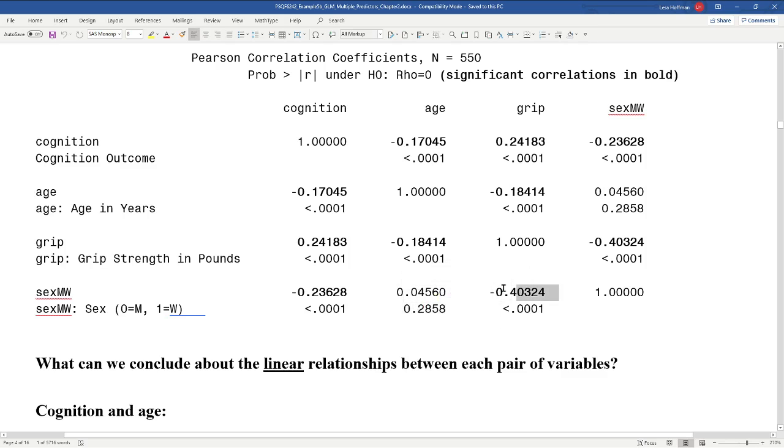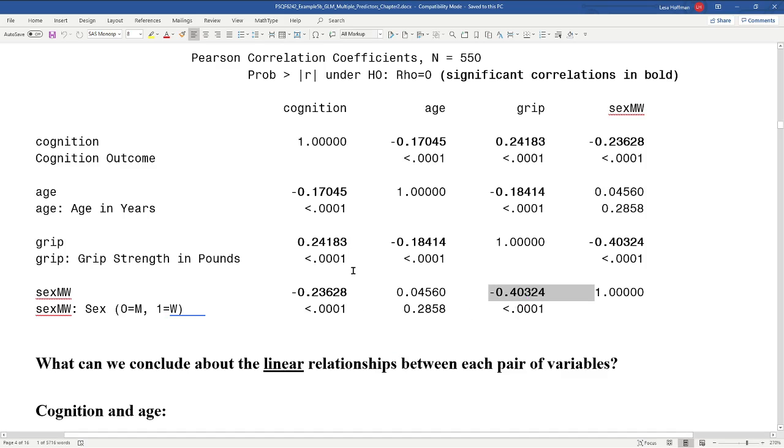Last but not least, gender and grip strength. As gender goes up, grip strength goes down, which means women are predicted to have significantly lower grip strength. And this is the largest effect that we have on the page here. So we would expect that the effect of grip strength and gender in predicting cognition would differ because they share some common variance. They would differ when each predictor is included by itself versus when they're paired together and put in competition with each other.